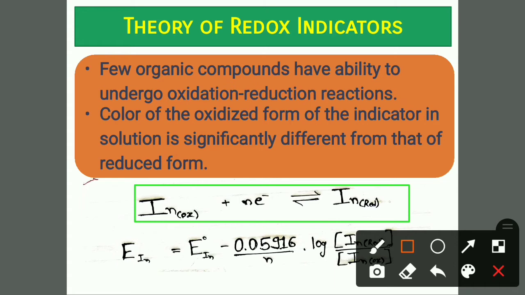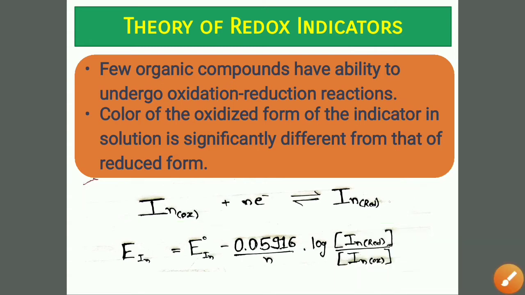From this reaction we can calculate the potential of that indicator in the system, which is given by the Nernst equation. The potential of an indicator in the system is equal to the standard potential of the indicator minus 0.05916 divided by n into log of the concentration of the reduced form of the indicator divided by the oxidized form of the indicator. Here n again represents the number of electrons which take part in the oxidation reduction reaction.